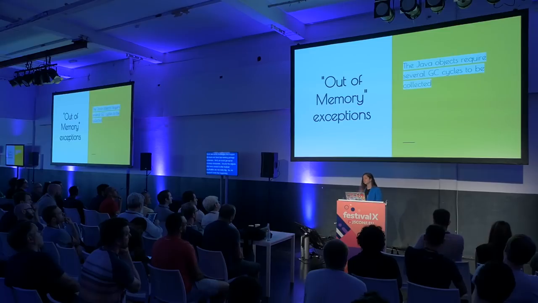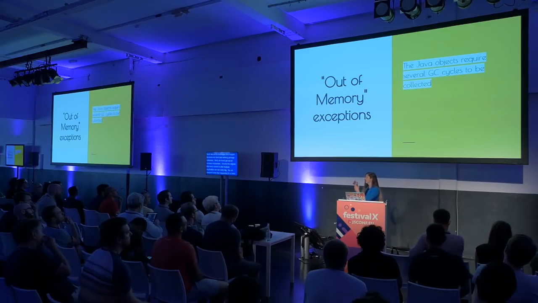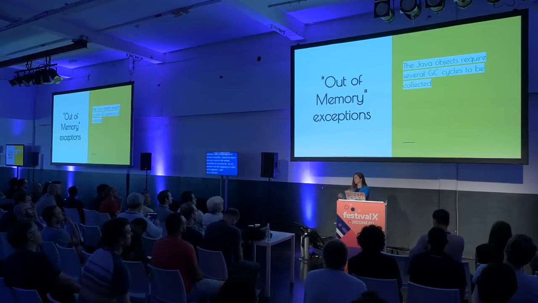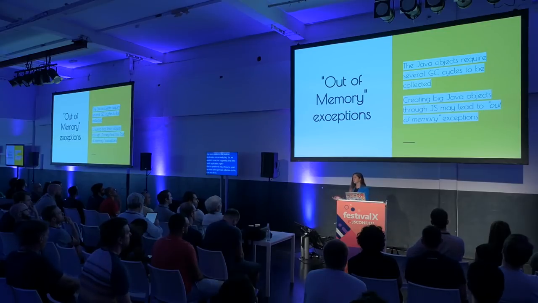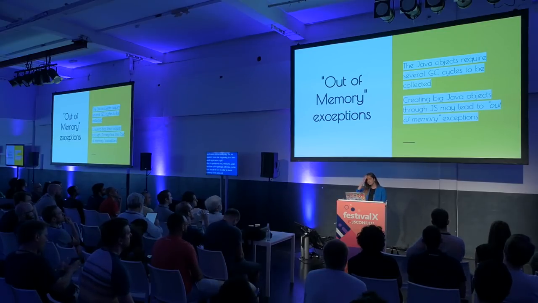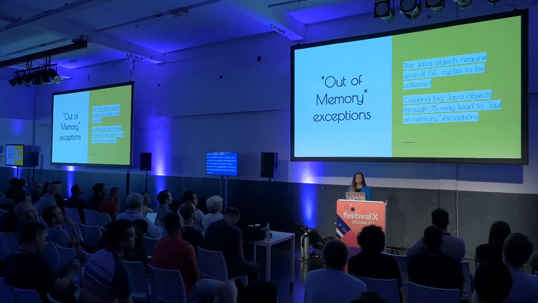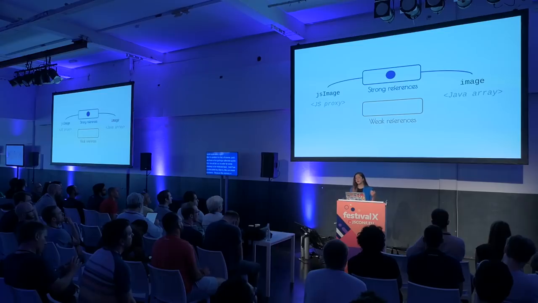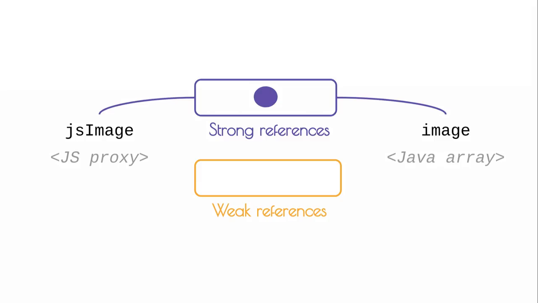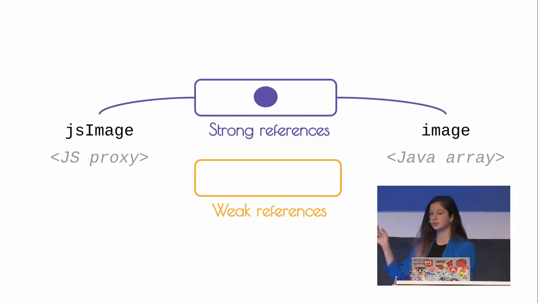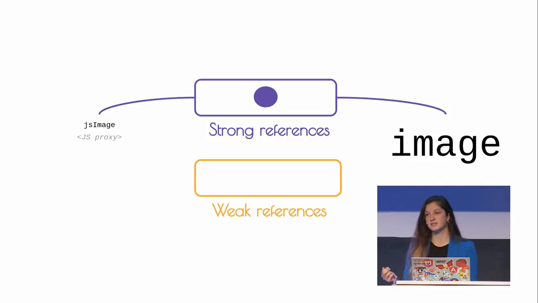But the problem is that we have a few garbage collection cycles that should be run in order for some memory to be retrieved back. And if we create some big objects, this can cause problems because the memory is not retrieved on time. For example, we can have images. And an image, let's say that this is a Java array in the Java world. The Java array is quite big, whereas the JavaScript proxy is not so big. It's actually just a plain object with some callbacks attached.